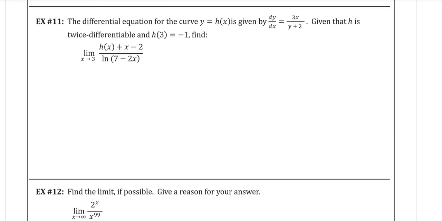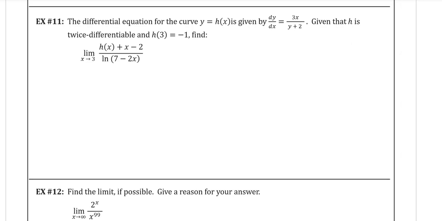Number 11. The differential equation for the curve y equals h of x is given by dy over dx equals 3x over y plus 2. Given that h is twice differentiable, and h of 3 equals negative 1, find the limit as x approaches 3 of h of x plus x minus 2 over the natural log of 7 minus 2x.